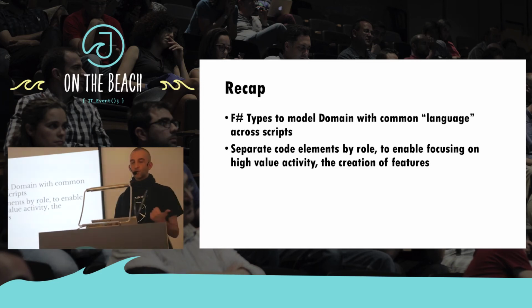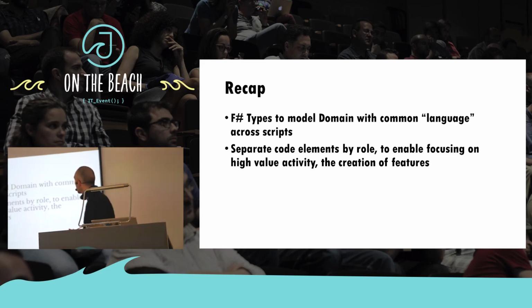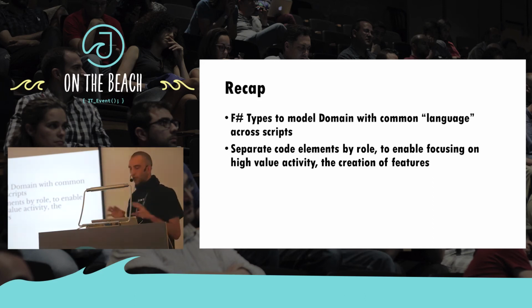So the recap is that we used F# types to model the domain. We built essentially a language which enabled us to speak the same language across different scripts, and we had a very clean separation in code by roles to separate features and all of this, so that we could work on the things we really care about, which is features and modeling, and not the boring stuff like loading data and all those repeatable steps.